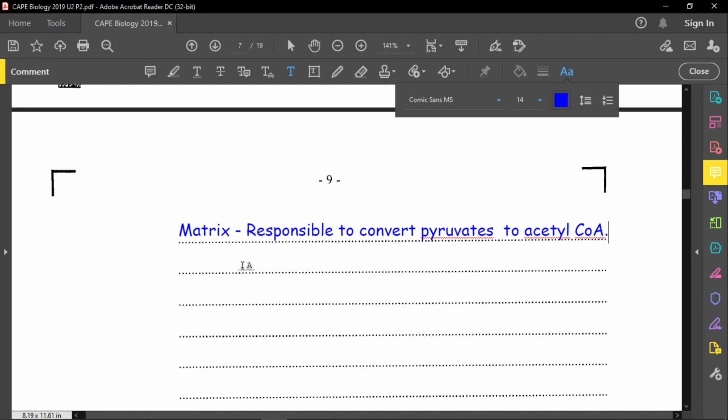What is also important in the matrix is that it is very important in producing citric acid via the Krebs cycle. Just to make a note of that. Now, what I want to point out is that this is a complex process taking place here.